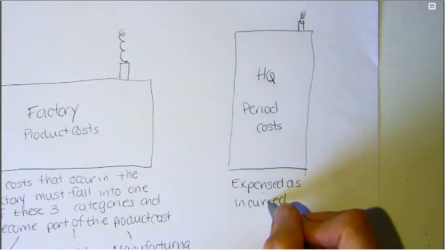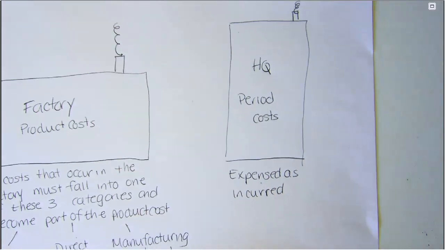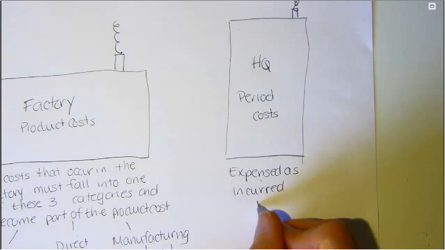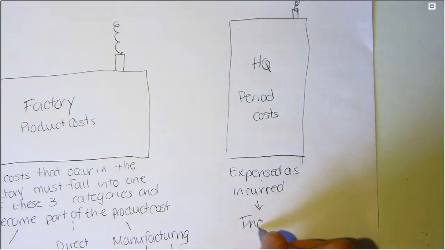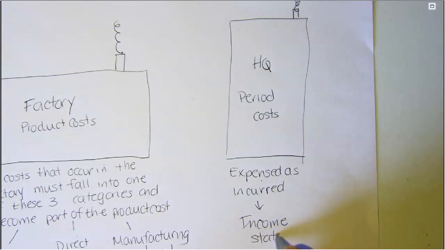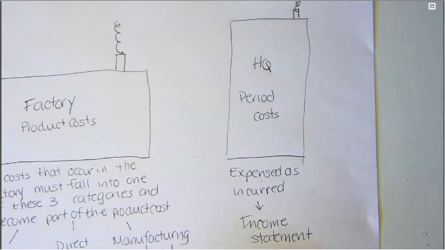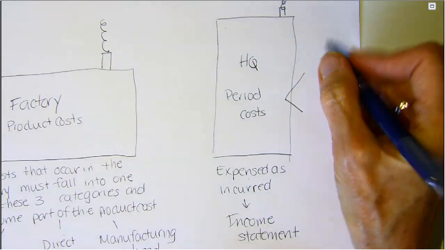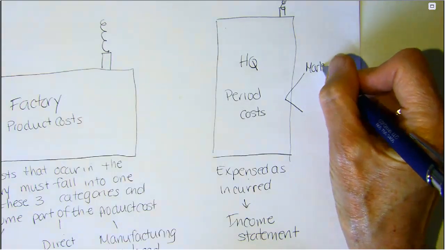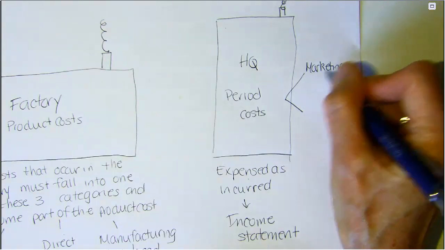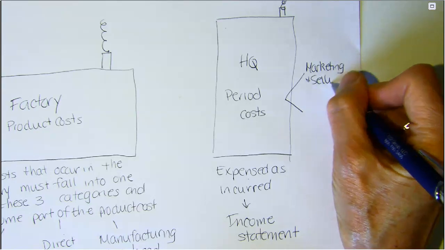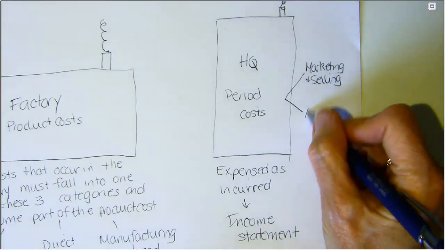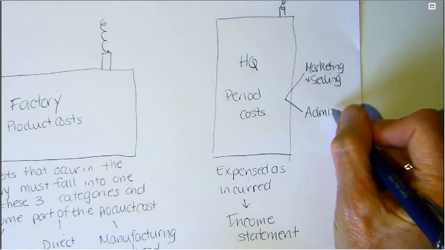And there we go. And that immediately goes on to the income statement in the period they are incurred, the period that you receive the benefit of that cost. And we said that there are two categories of period costs. We have the marketing and the selling costs to get that product to the customer, and then the administrative costs.